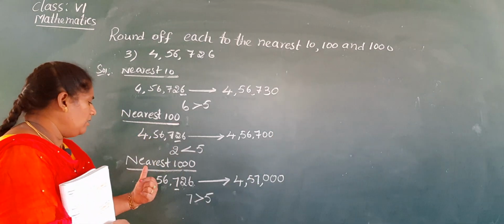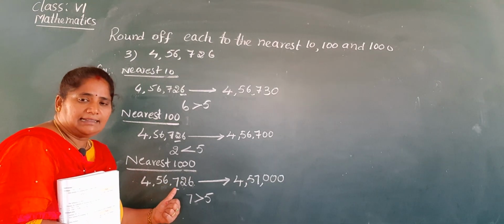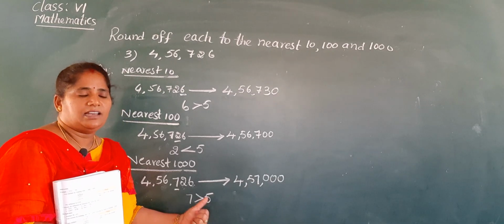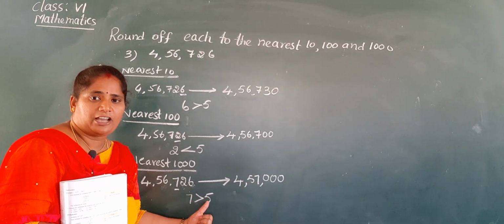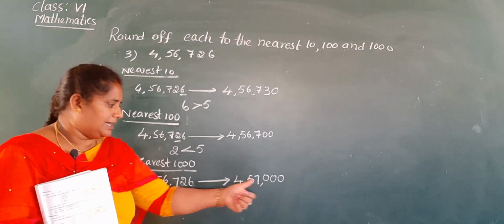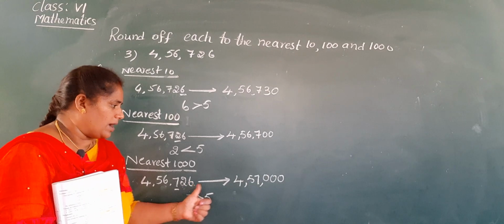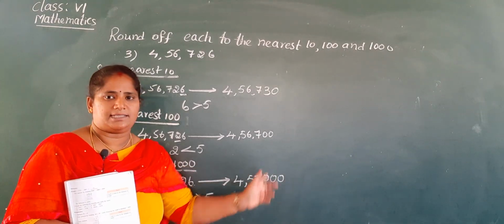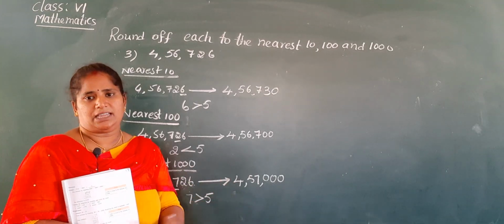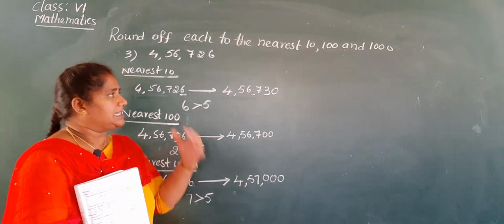Okay. Now to the nearest 1000. See the digit in the hundreds place, 7. Yes, it is greater than 5. The digit is greater than 5 means add 1 to the thousands place. 6 plus 1 is 7, and keep zeros in the hundreds, tens, ones. Hundreds, tens, ones places are equal to 0. So 4,57,000. Okay? So you have to practice this one in rough notes.